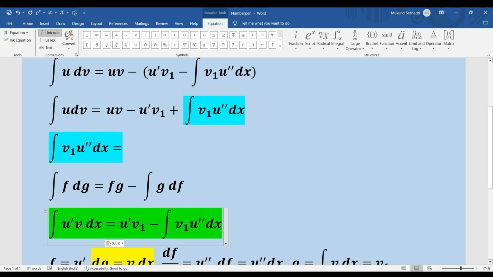Integral of u dashed into v dx equal to u dashed v1 minus integral of v1 into u double dashed dx, right? And now in place of v, we have v1, and in place of u dashed, we have u double dashed. So wherever we have a u dashed, make it a u double dashed, okay? And wherever we have a v1, you will have to make it a v2. So v2 is the second successive integral of v, okay? So in place of a u dashed v1, I get a u double dashed v2, right?